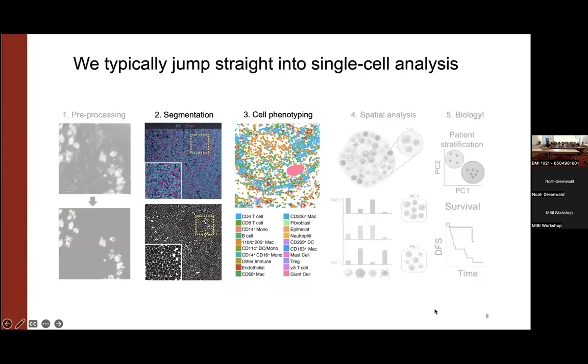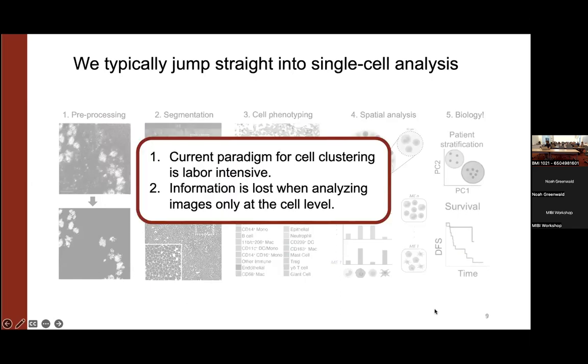So typically, in other multiplex imaging studies, we jump straight into cell level analysis. After we clean up our data, we go straight into cell segmentation and phenotyping. But there are two main issues with this. The first is that the current paradigm for cell clustering is very labor intensive. This will be the motivation for the talk tomorrow of how we try to make the step less labor intensive. And secondly, information is lost when we analyze images only at the cell level. So today I'll be talking mostly about this.